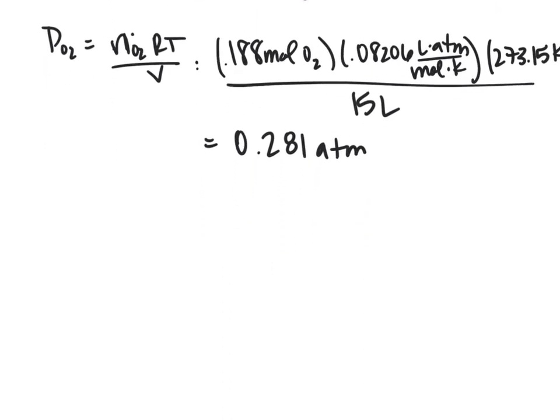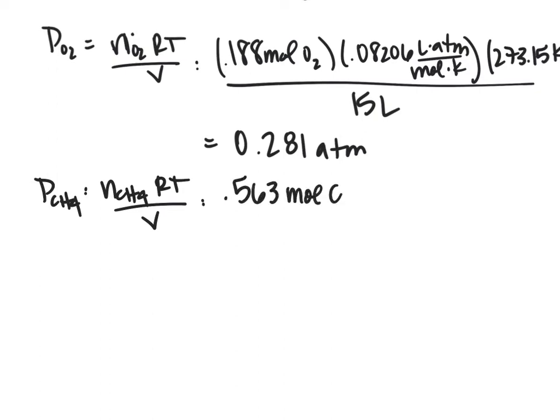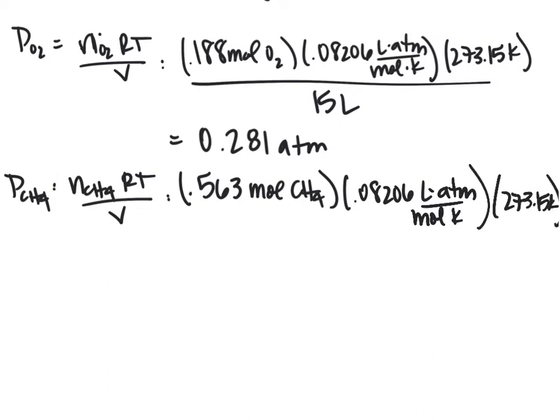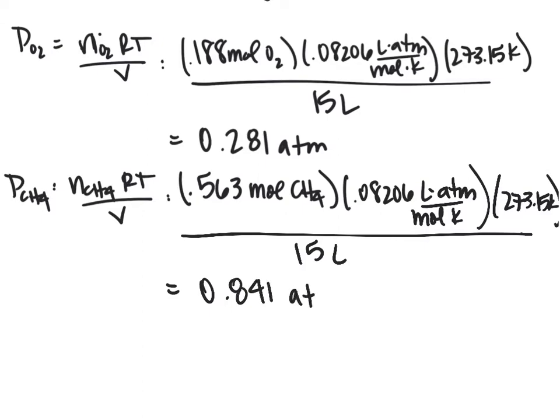From here, we can determine the partial pressure of methane, which will be nCH4 RT over V, which gives you 0.563 moles of CH4 times 0.08206 liter atmospheres per mole Kelvin, times 273.15 Kelvin, divided by 15 liters, and we're going to get 0.841 atmospheres.